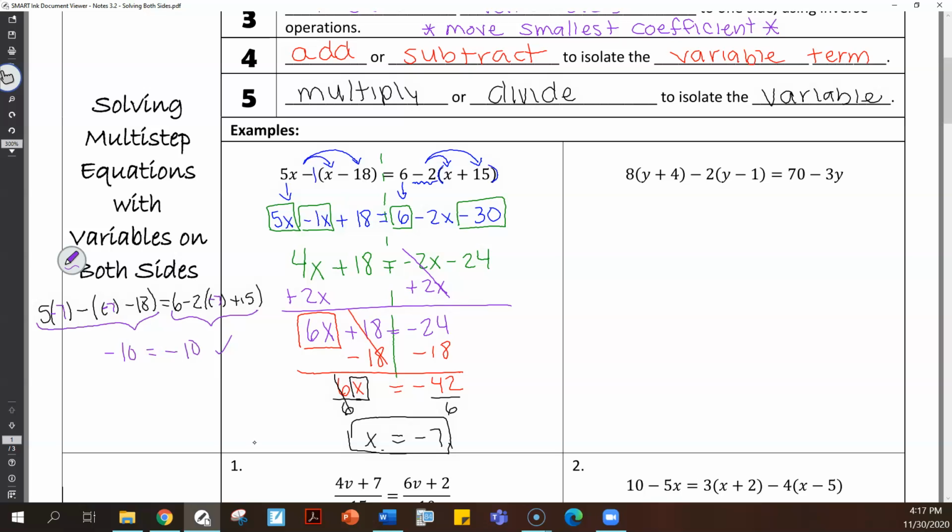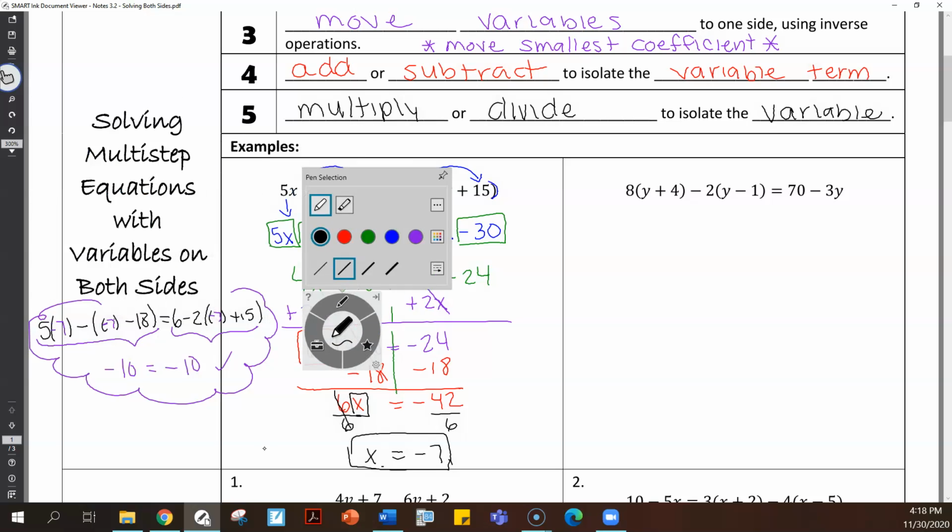So I'm not going to show you in these notes how to check this every time, but you should be checking your answers to make sure that you're doing this correctly. This is a great way to check your answers before you submit them on a test or on a quiz. And it's a good way to make sure that you haven't made any mistakes. So let's look at the second example here.